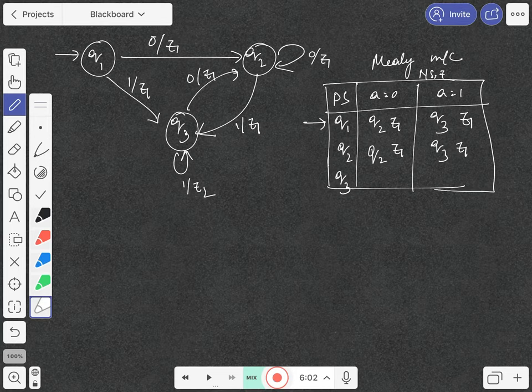Let me check. Sorry, I have written wrong, this one is Z2. So for 0, it is transiting to Q2 and the output is Z2 only. I am sorry for the mistake. And for Q3, if I give an input 0, it is going to Q2, output is Z1, and if I give 1, it is going to Q3 and output is Z2.